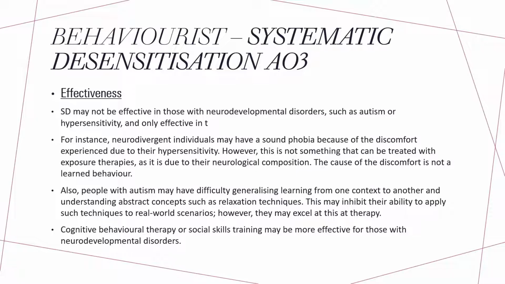Also, people with autism may have difficulty generalizing techniques and learning from one context to another, and understanding abstract concepts such as relaxation techniques may be difficult. This may inhibit their ability to apply such techniques to real-world scenarios. However, they may excel at this in therapy. Cognitive behavioral therapy or social skills training may be more effective for those with neurodevelopmental disorders.